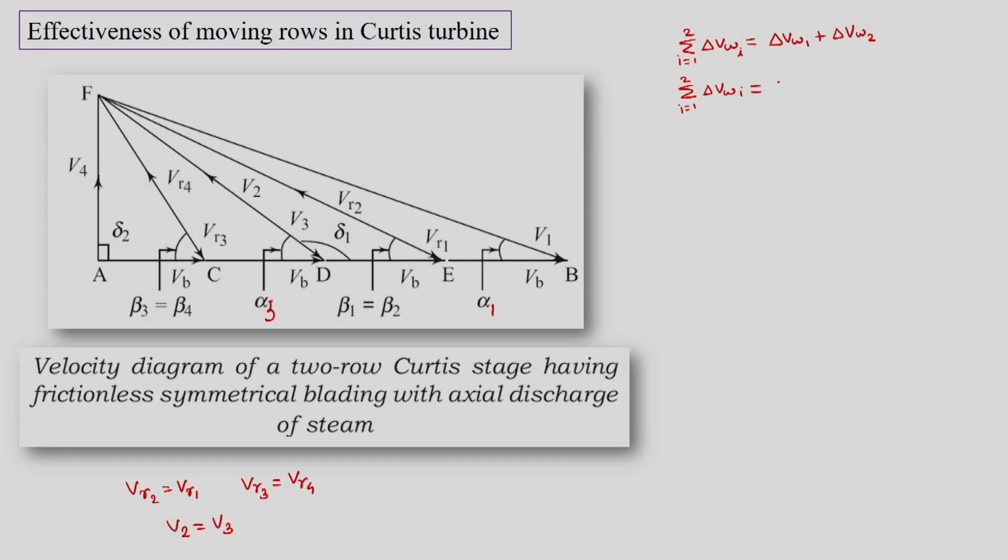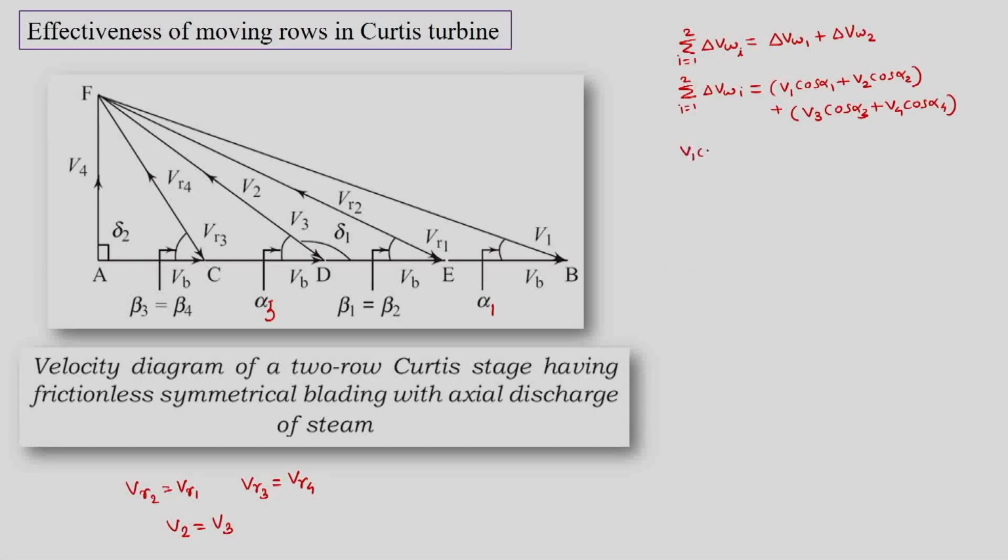where delta VW1 is the tangential velocity at the entry, and that is at the inlet we have V1 cos alpha 1, and at the exit we have V2 cos alpha 2. Since we are considering this angle alpha 2 as more than 90, it will be V2 cos alpha 2, plus V3 cos alpha 3 plus V4 cos alpha 4.